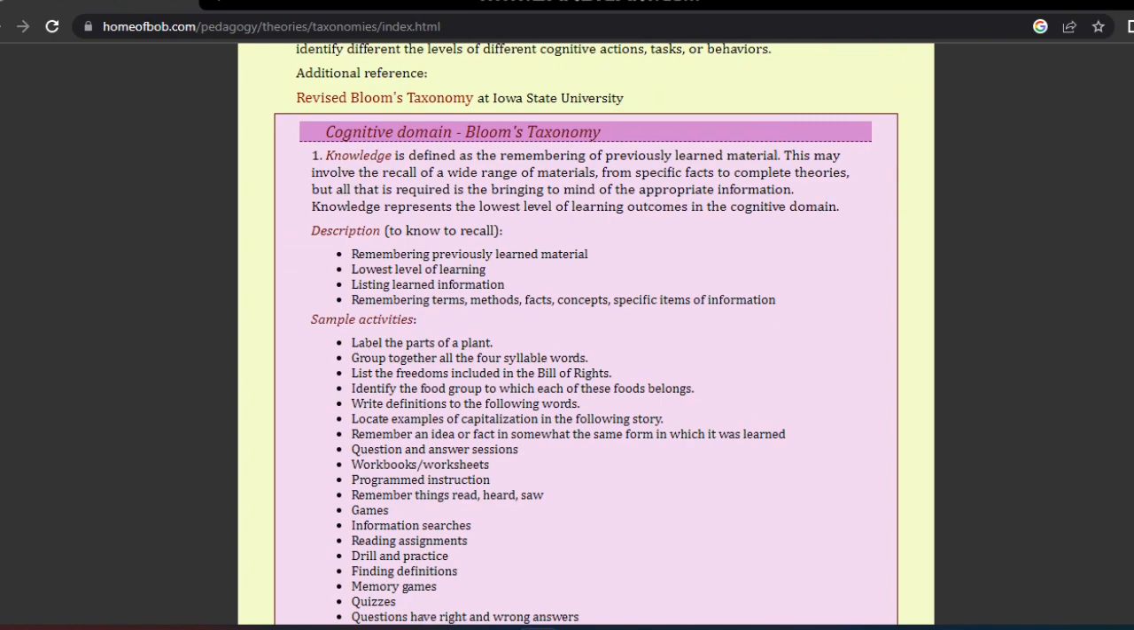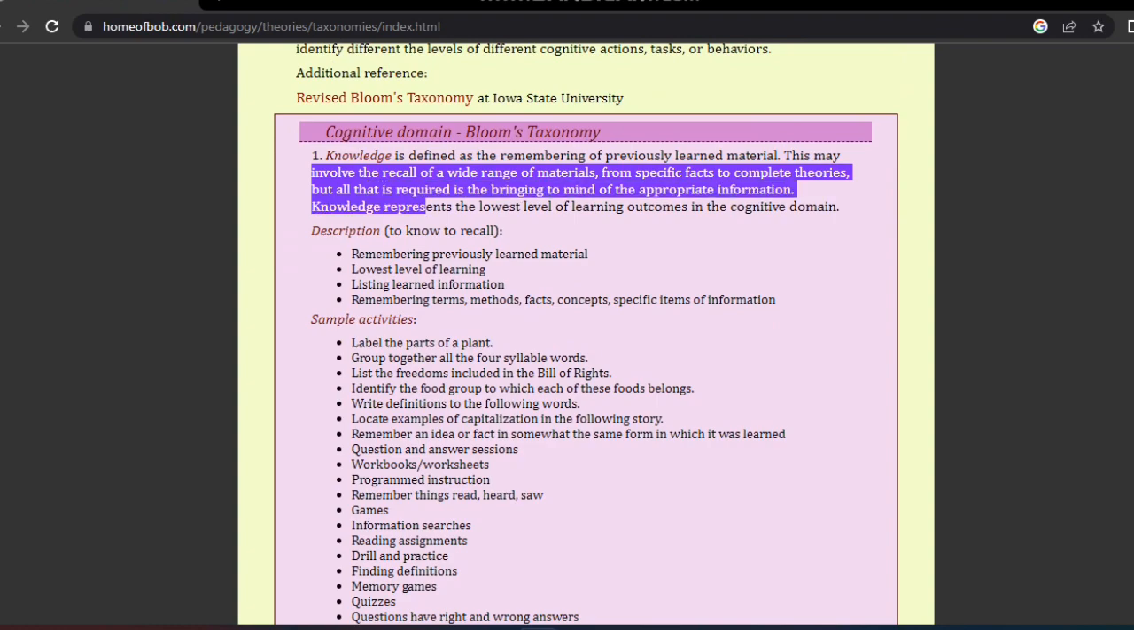In the cognitive domain, knowledge is defined as the remembering of previously learned material. This may involve the recall of a wide range of materials from specific facts to complete theories, but all that is required is the bringing to mind of the appropriate information. Knowledge represents the lowest level of learning outcomes in the cognitive domain.